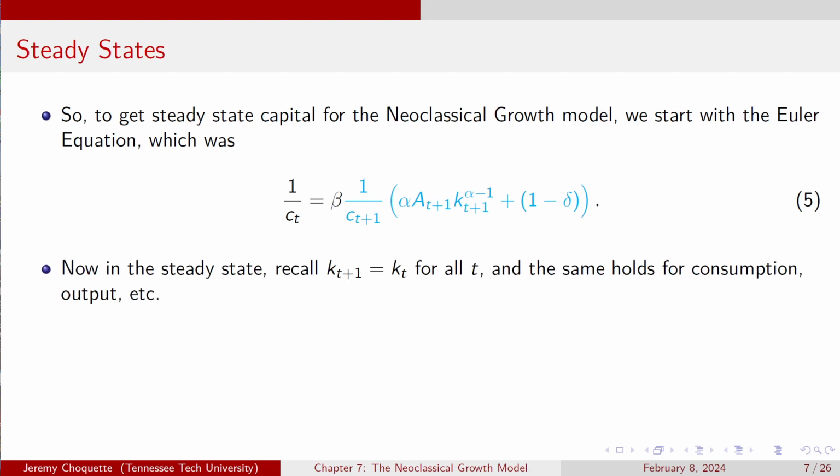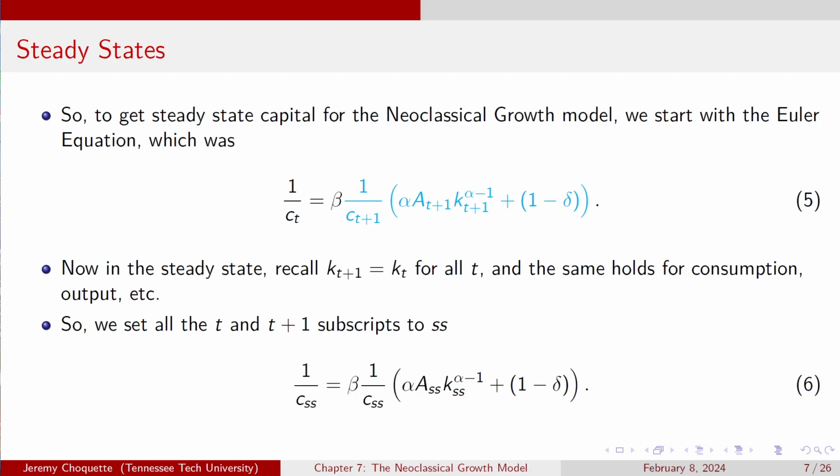Now, in the steady state, remember K_{t+1} equals K_t for all t, and the same would hold for consumption, output, and investment. So in that case, I'm going to set the t and t plus 1 subscripts to SS. So I have my Euler equation now expressed in the steady state.